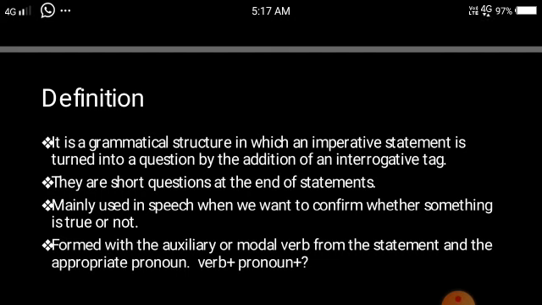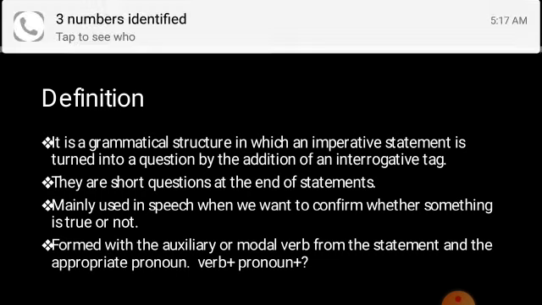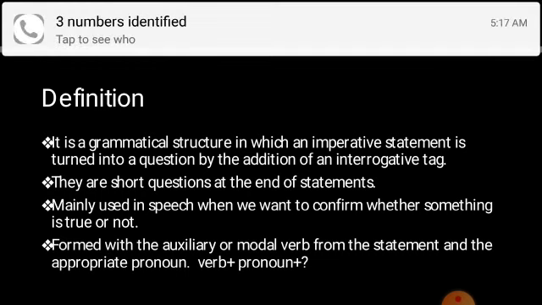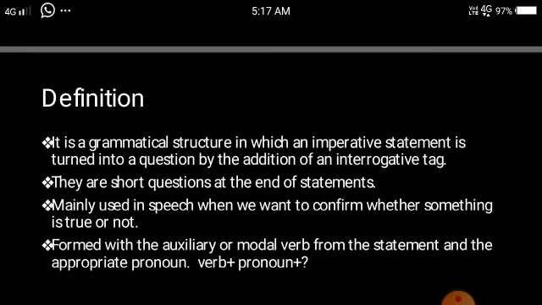Next, how do you form a question tag? A question tag is formed with the auxiliary or modal verb from the statement and the appropriate pronoun. That is verb plus pronoun plus the question mark.